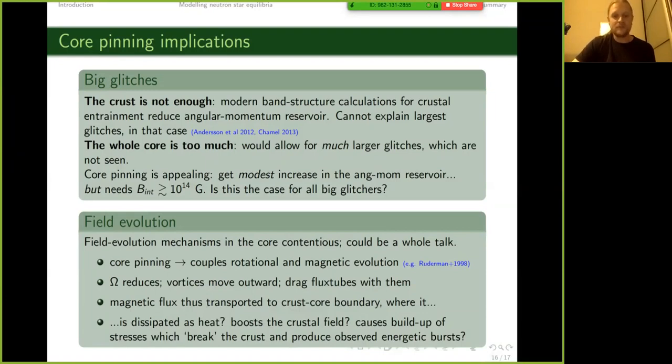So what happens then? It could be dissipated as heat. It could somehow boost the crustal field and excite crustal field evolution processes, which are better understood. Or it could cause the buildup of stresses which break the crust and produce, well, violent energetic activity, like the activity we see from magnetars, or in fact the activity we've seen also coincident with a few glitches recently. So there's a few big reasons to try and understand core pinning.